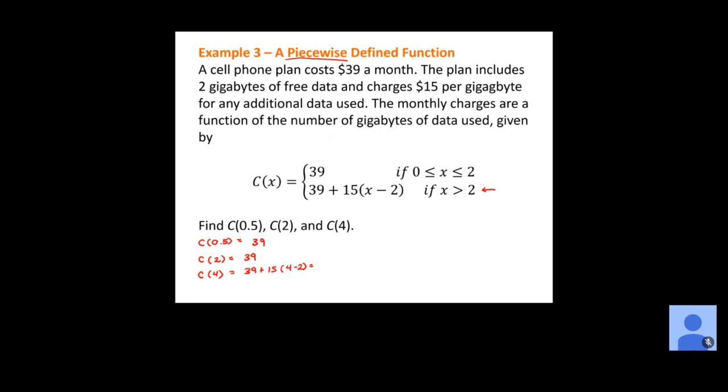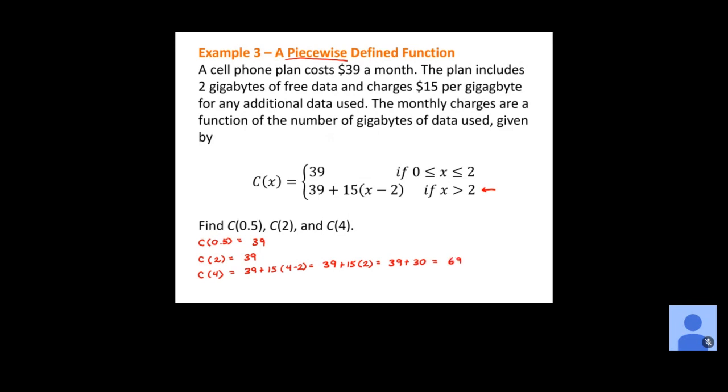We follow our order of operations, do parentheses first. 4 minus 2 is 2. So now we have 39 plus 15 times 2. Next would come multiplication. So we have 15 times 2, which is 30. We have 39 plus 30. And then finally, we can add those together. And so that should give us 69.